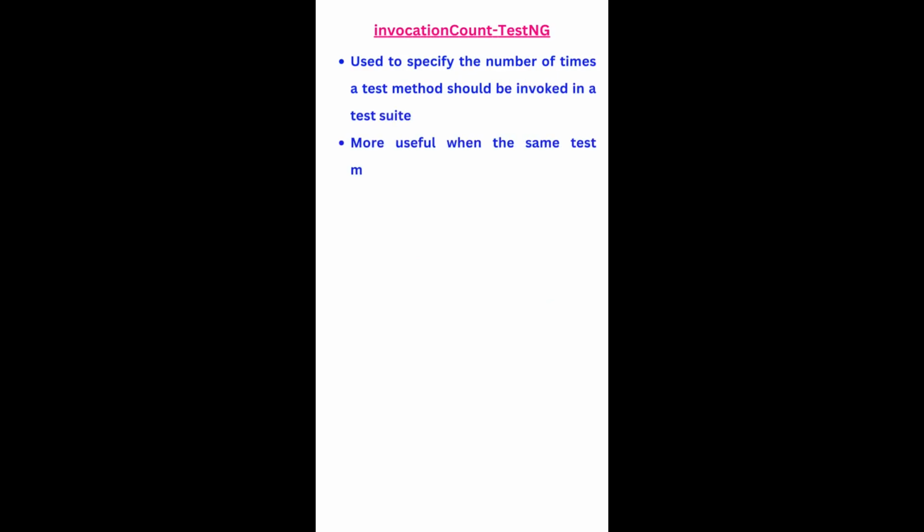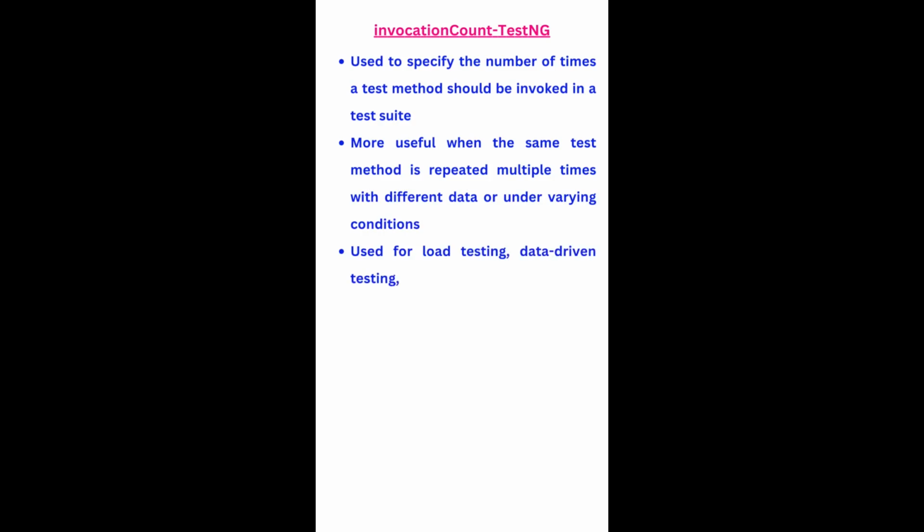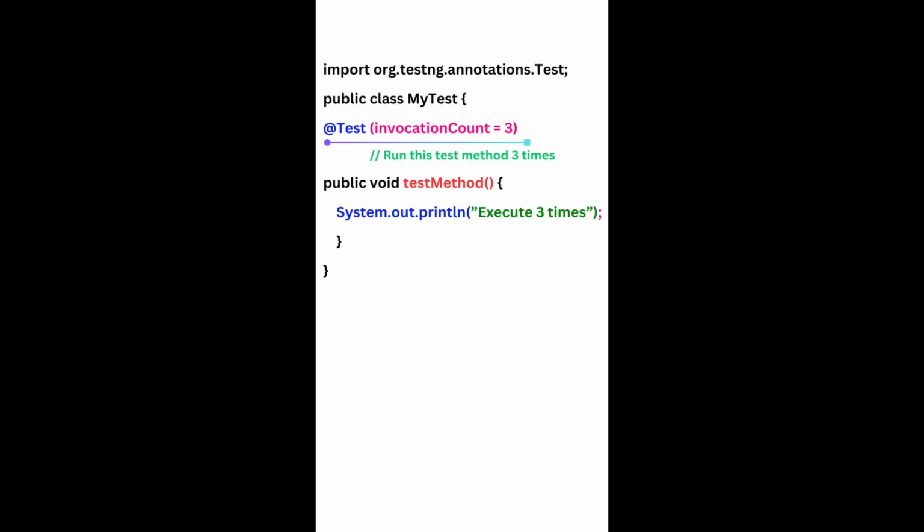Invocation count. Invocation count attribute is used to specify the number of times a test method should be invoked in a test suite. More useful when the same test method is repeated multiple times with different data or under varying conditions. Used for load testing, data-driven testing, or to verify the stability and reliability of a test case through multiple iterations. In this example, the invocation count attribute is set to 3, so the test method will be executed 3 times.